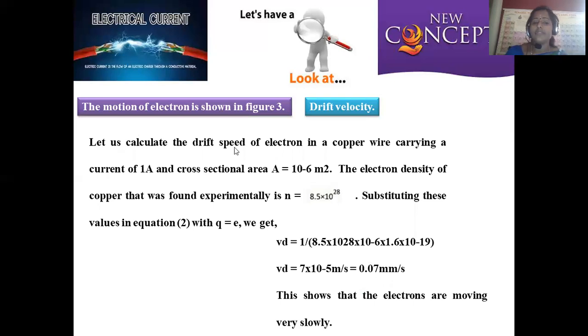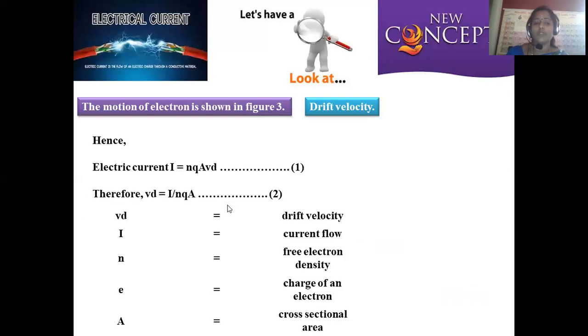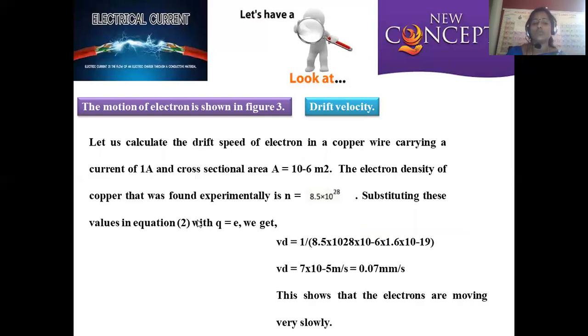Now, let us calculate the drift speed of the electron in a copper wire. We use copper wire most often for the conduction of current from one region to another, carrying a current of 1 ampere, and the cross-sectional area A is equal to 10 to the power minus 6 meters squared. The electron density of copper was found experimentally: n is equal to 8.5 into 10 to the power 28. So all these parameters are well known to us. So it is very easy to determine the drift speed, because we have the drift speed formula also. Drift speed formula: Vd is equal to I by nqA. Here I is known, n is known, q is known, and A is also known to us.